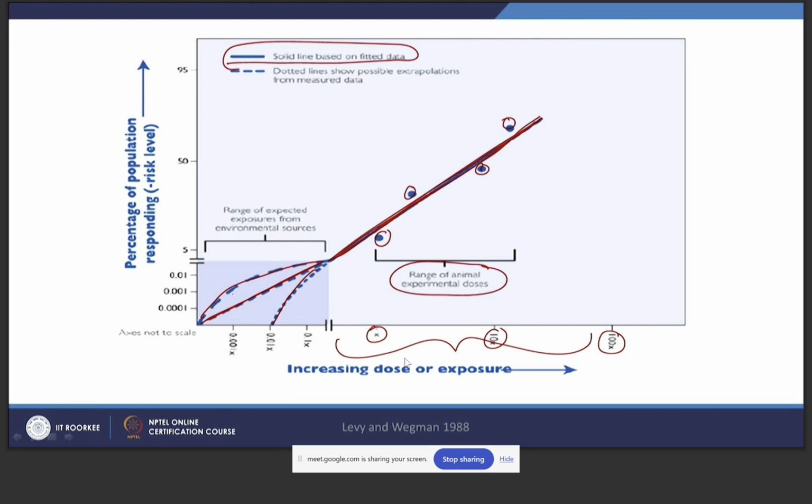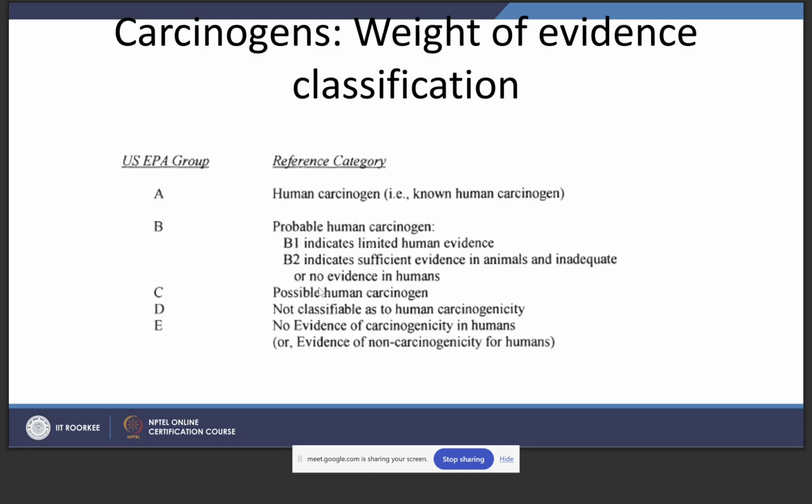In this curve, we can see that as the dose increases, the percentage of the population giving a positive response increases. For cancer risk assessment, we assume that even at lower concentrations there will be some risk. But for non-carcinogenic analysis, this type of model can be used, where we see evidence of risk at some threshold level of contaminant concentration, which is known as NOAEL, that is, the no observed adverse effect level, and LOAEL, the lowest observed adverse effect level.